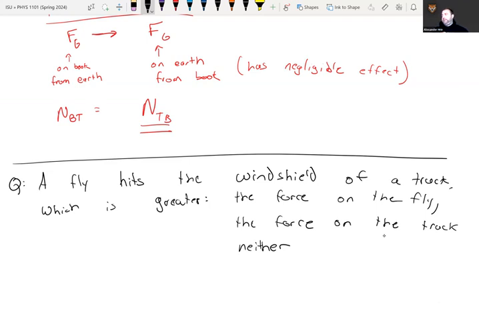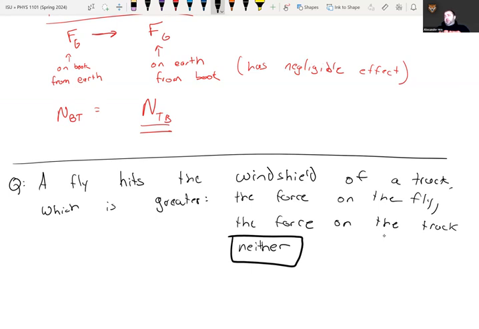Okay, so the correct answer is neither. Neither is greater. They are equal and opposite, because the force from the windshield on the fly is the third law pair of the force of the fly on the windshield. People look at this and say there's no way those are the same force. They had a wildly different effect. The truck, nothing happened to it, and the fly got liquefied.